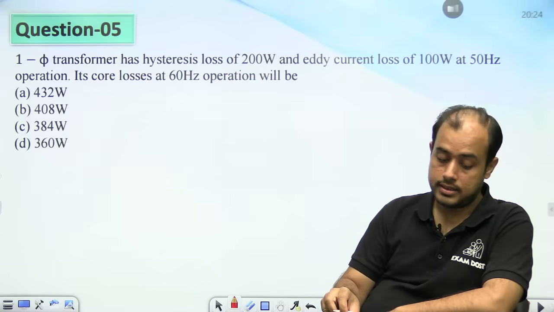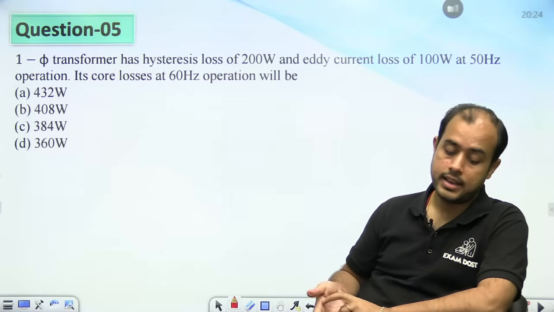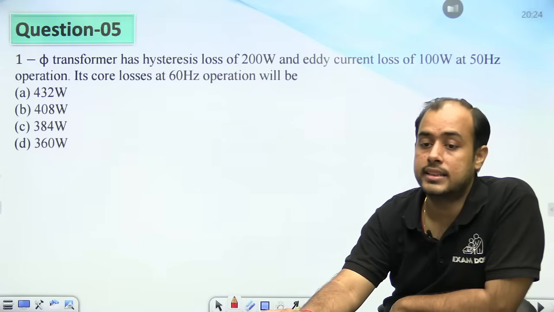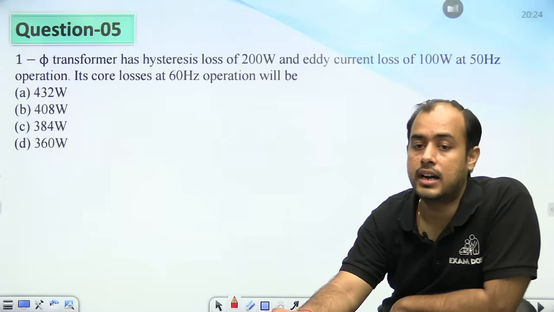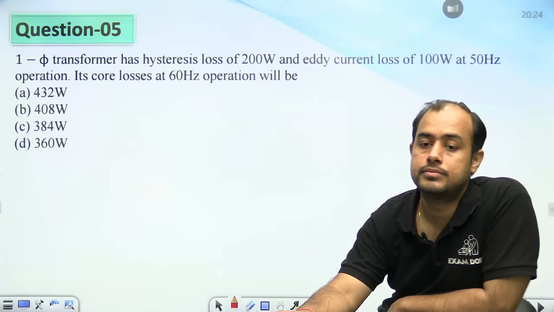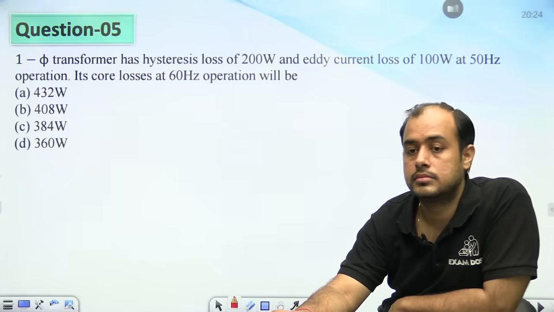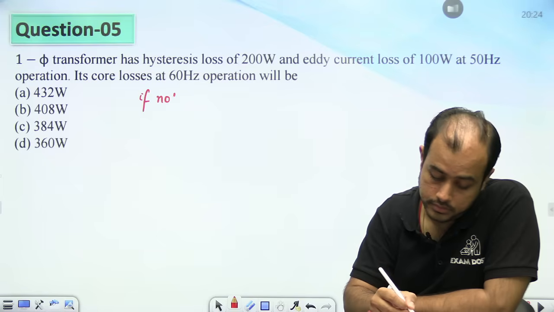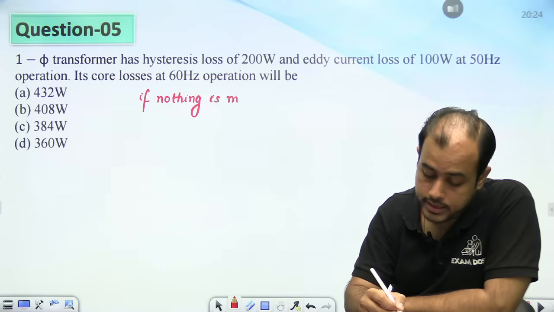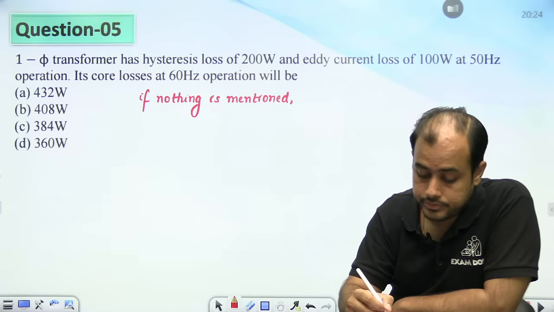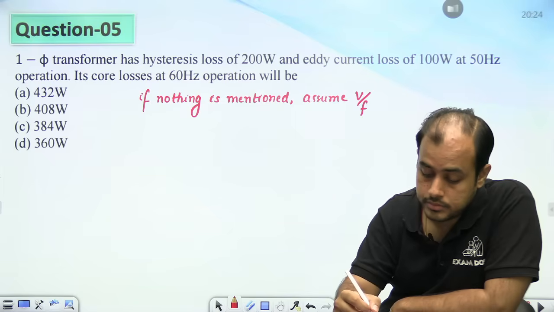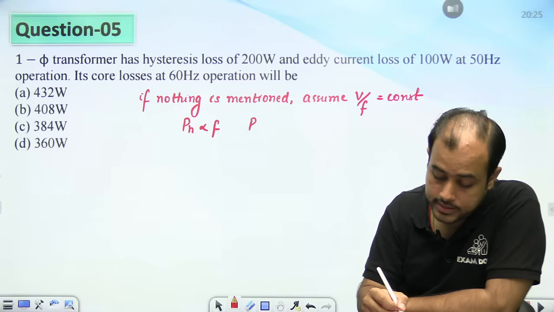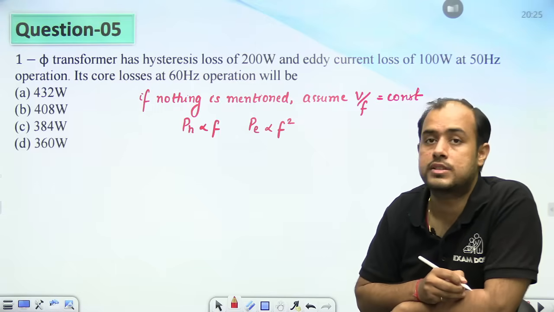73 watt. Very good. चलिए try the next one beta. Hysteresis loss of 200, eddy current loss of 100 at 50 hertz, core loss at 60 hertz. Now when nothing is mentioned, always take V by F constant. अगर कुछ भी ना दिया जाए तो V by F constant लीजिए. If nothing is mentioned, okay, so that means hysteresis loss is proportional to frequency, eddy current to frequency square. This is the most important concept, beta.